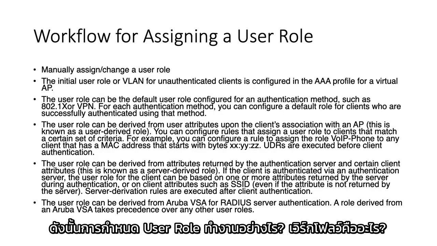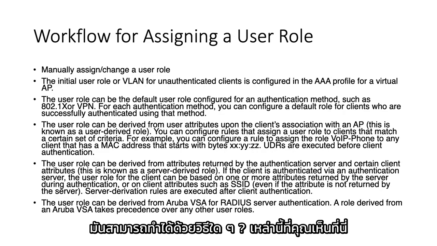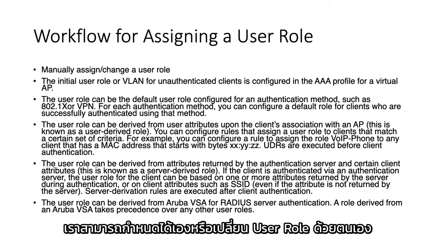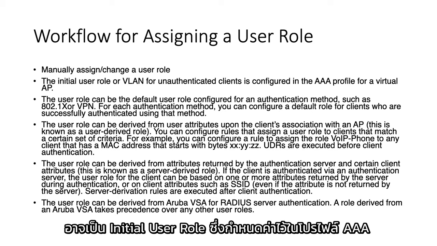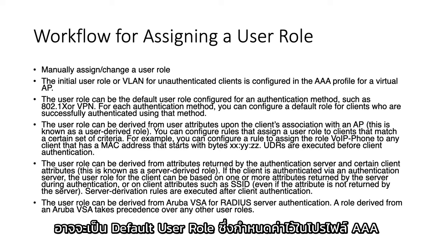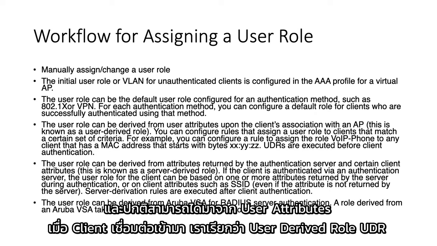So how does the assignment of user roles work? What's the workflow? It can be done in any of these ways that you see here. It can either be manually assigned or changed manually. It can be the initial user role configured in the AAA profile. It can be the default user role configured in the AAA profile. The user role can be derived from user attributes upon the client's association. We call that user derived role, UDR.